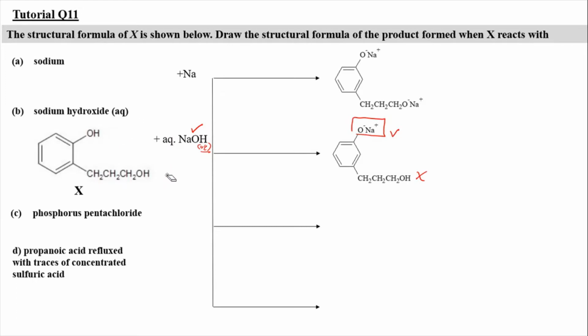Okay, now for C, we're going to use the same structure here, which is X, and then we're going to react that with phosphorus pentachloride. So phosphorus pentachloride means that it is a phosphorus. Penta refers to 5. So PCl5. Okay, so phosphorus pentachloride is going to replace the OH of the alcohol and change it with chlorine. However, the phenol OH, which is attached directly to the benzene ring, will not be replaced. Okay, reaction of substitution will not happen on the phenol. It only happens on the alcohol.